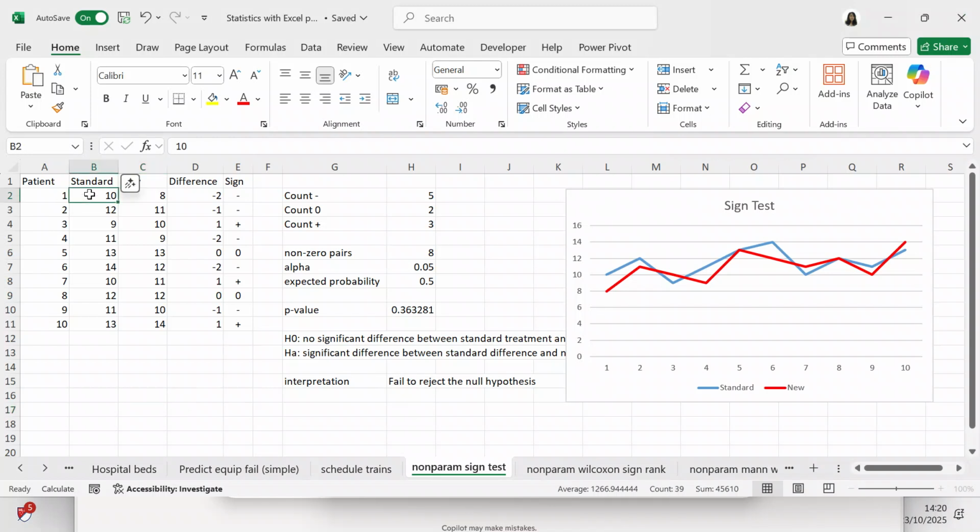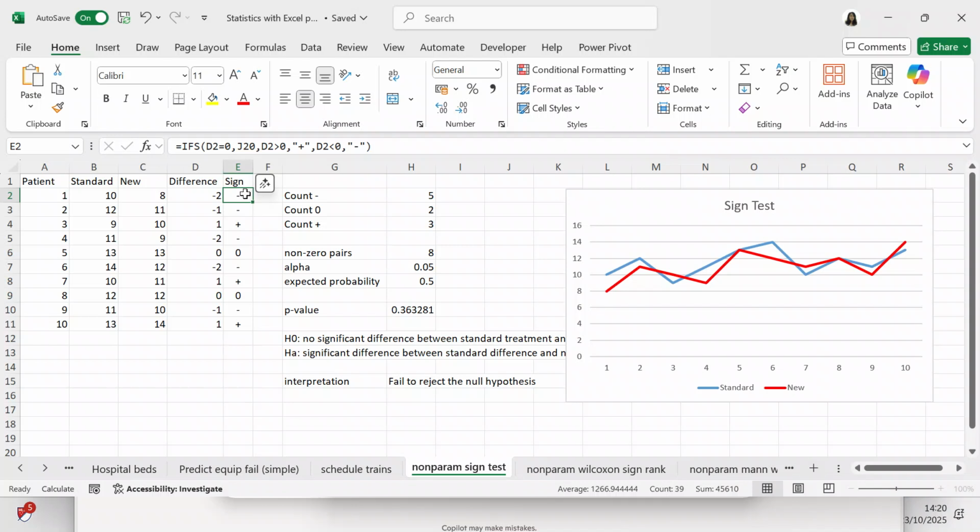Then you've got the standard treatment, which is just some values that I made up. And then you've got the new treatment, which is some more values that I made up. Then you have to calculate the difference between the new treatment and the standard treatment. It's going to be either a positive number, a zero, or a negative number. And then what you have to do is assign a sign to the difference.